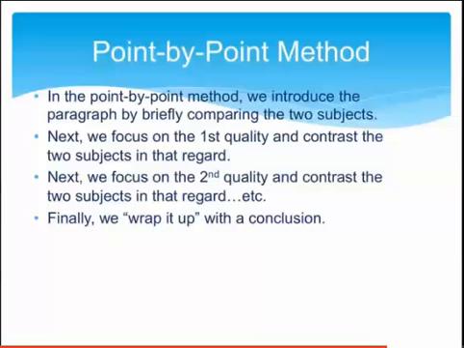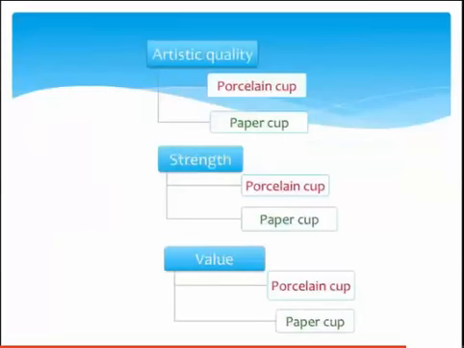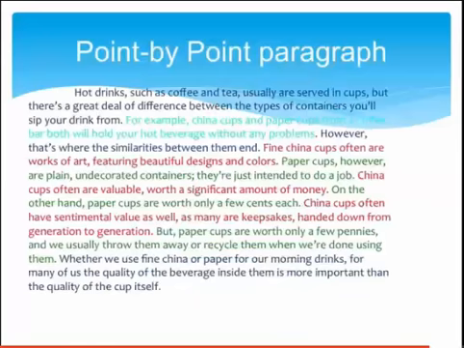Then we move on to the second quality, such as value, and contrast the two there, back and forth, back and forth. Third, maybe there's a third quality we're contrasting. We talk about that, and then we wrap the whole thing up with our conclusion. So, if we were to write it on an organizer, it would look like this. Quality, quality, quality. Those are the boxes in blue. Artistic quality, strength, value. And we talk about each of the objects in a sentence that refers to artistic, strength, and value. So it's easier to see than it is to explain.